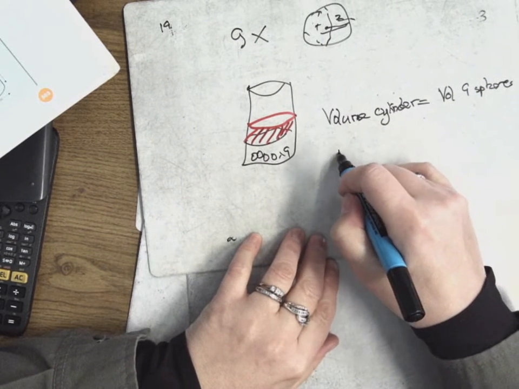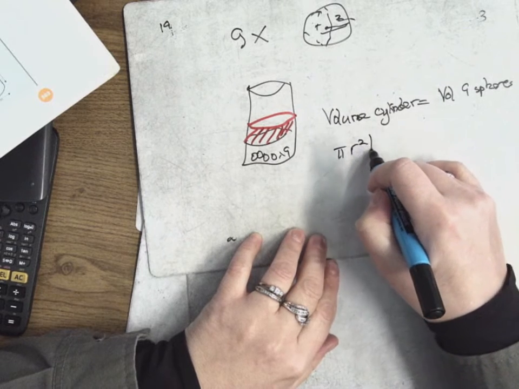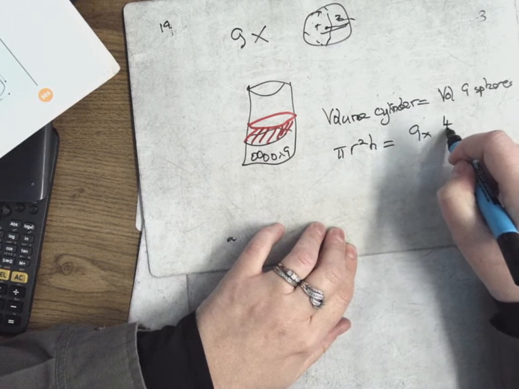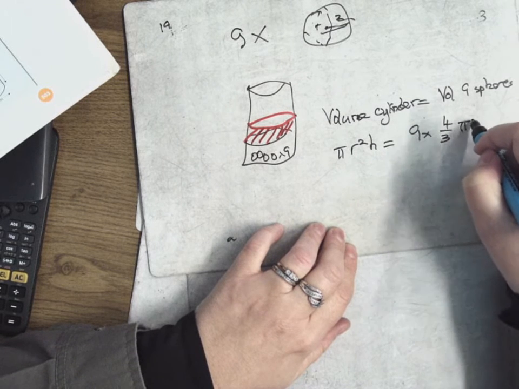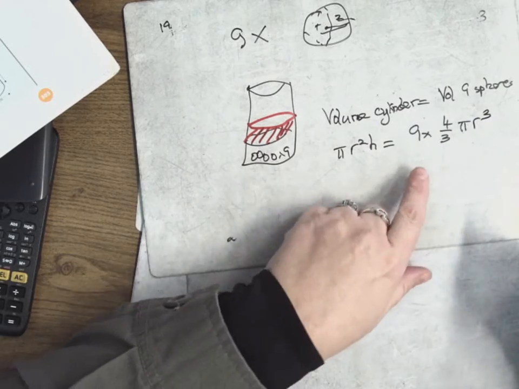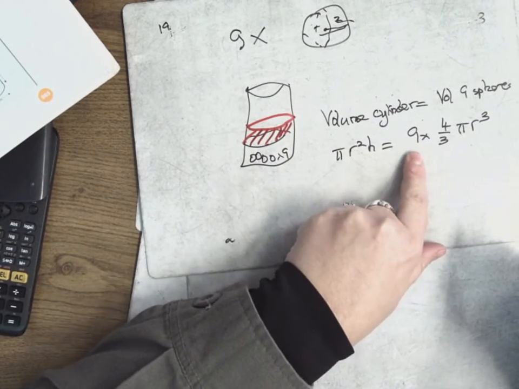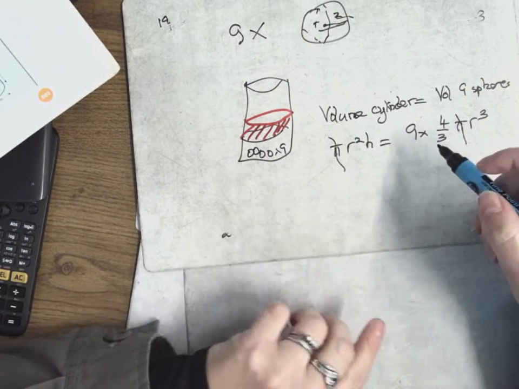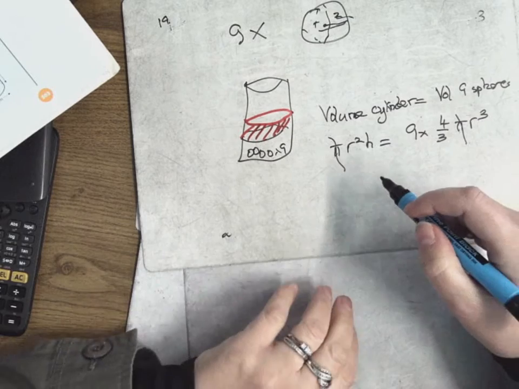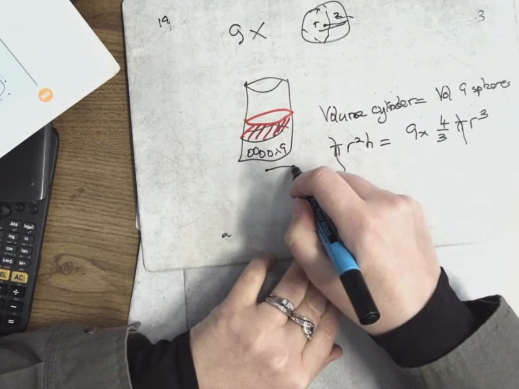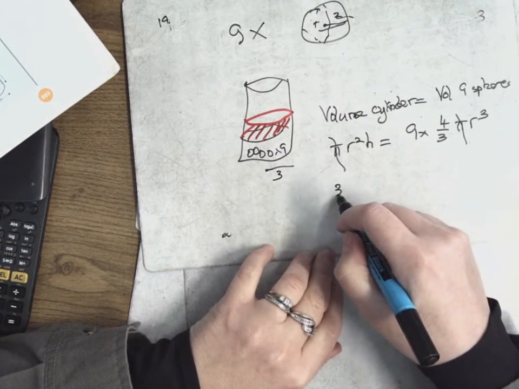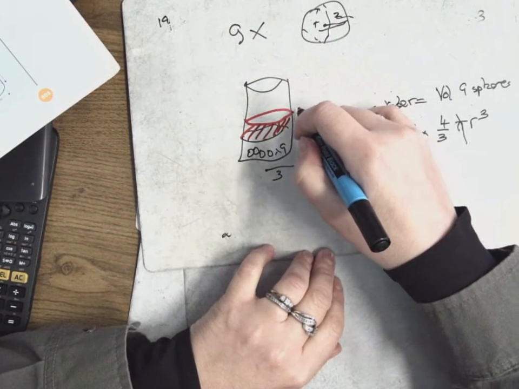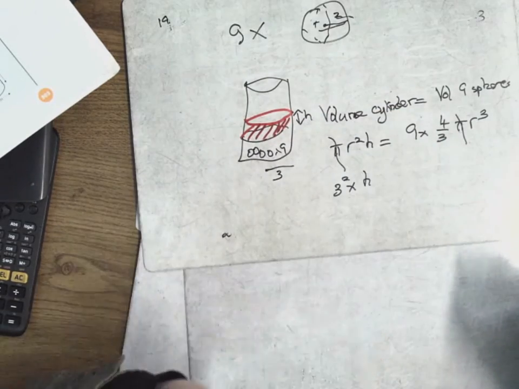So the volume of a cylinder is pi r squared h, equal to 9 multiplied by the volume of one sphere, which is 4/3 pi r cubed. This is one sphere, but they said there's 9 of them. There's a pi at each side, knock it off. Now this is the radius of the cylinder. Did they tell me the radius of the cylinder? They told me the radius of the cylinder was 3. So that means 3 squared multiplied by the height is the height that the water has risen by. That's what you're trying to find out.